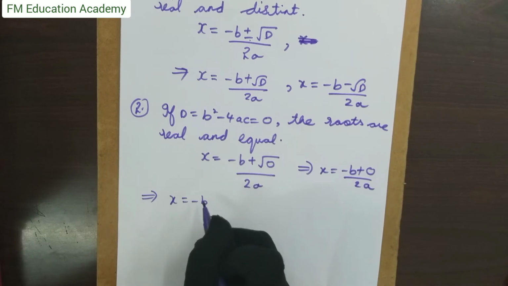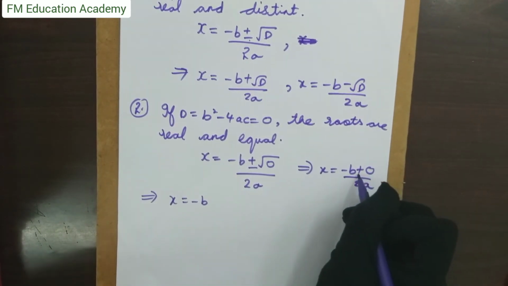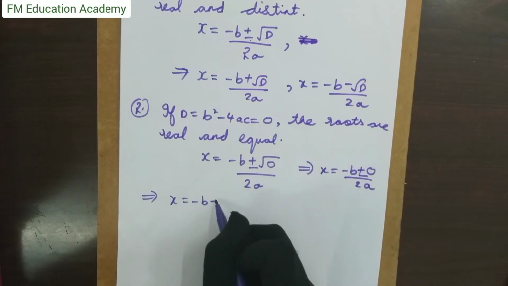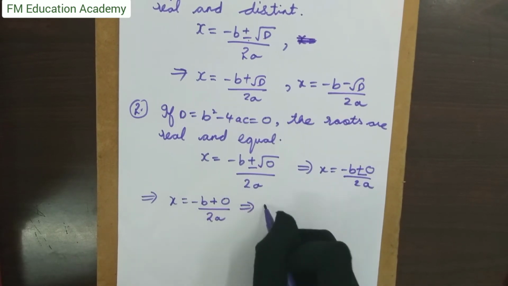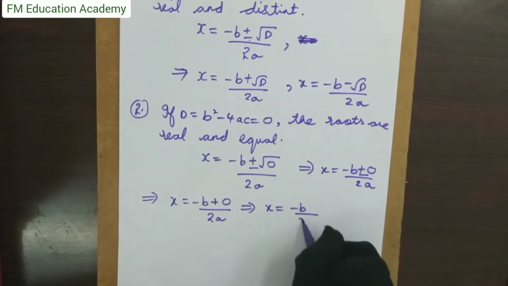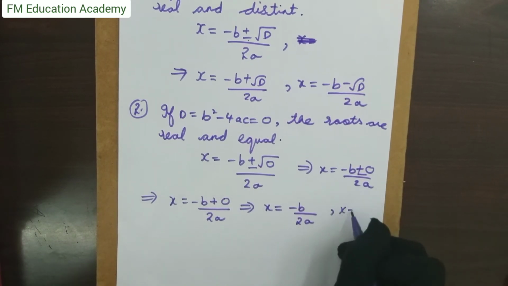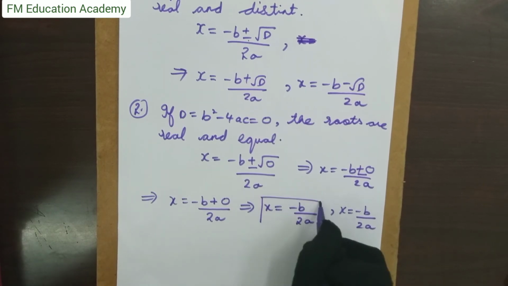Plus 0 is also the same as minus 0 here. So we can say plus only, minus b plus 0 by 2a. That is nothing but x is equal to minus b by 2a. So what are the two roots I got from this formula? One is x is equal to minus b by 2a and the other is also x is equal to minus b by 2a. So remember this.